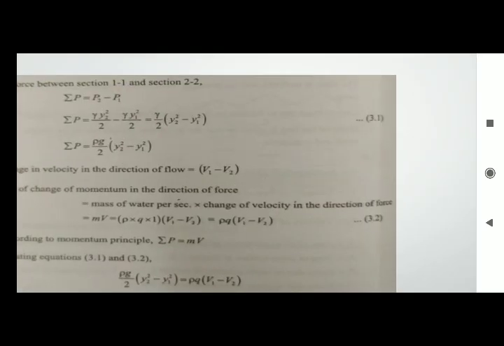After that, I am calculating the net force between 1 and 2. As I said, there will be a loss between sections 1 and 2, so surely they will not be equal. The difference in net force is P2 minus P1, that is gamma into y2 square by 2 minus gamma into y1 square by 2. We know the y2 value will be greater than y1, so P2 will be greater than P1. Then during this transition there will be a change of velocity, v1 minus v2.